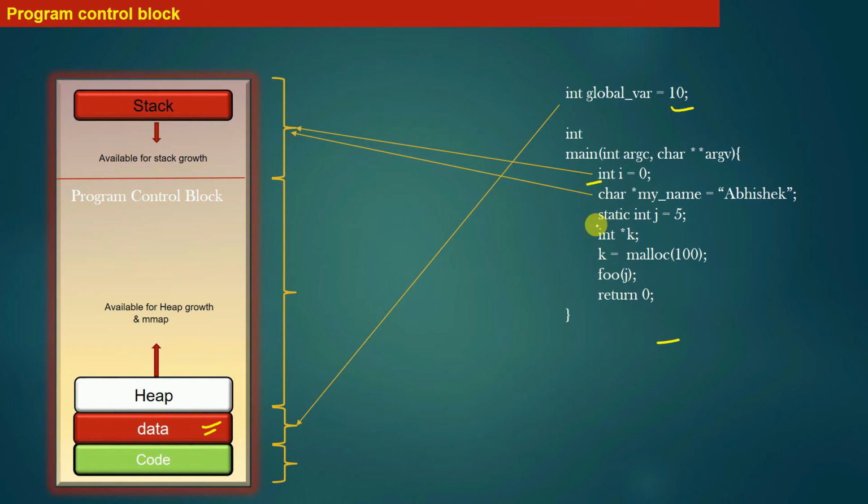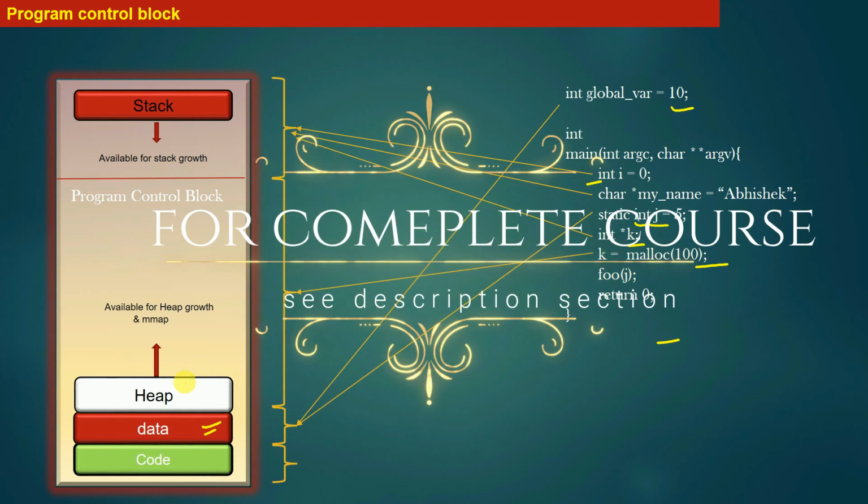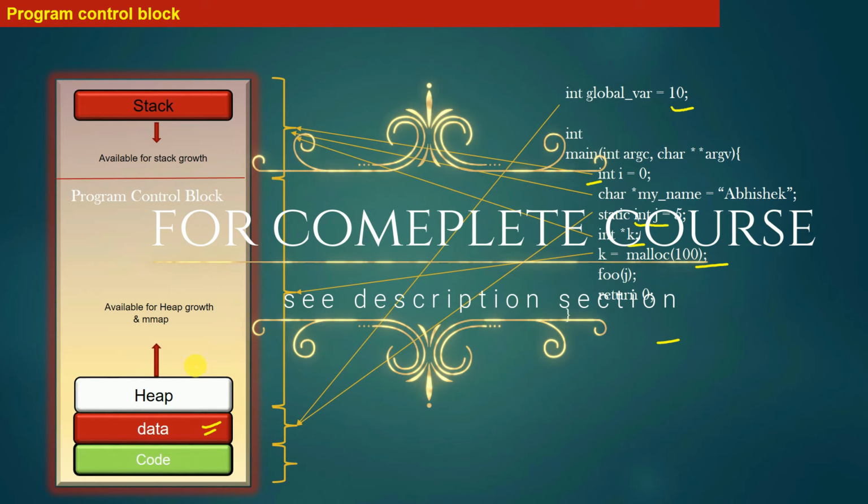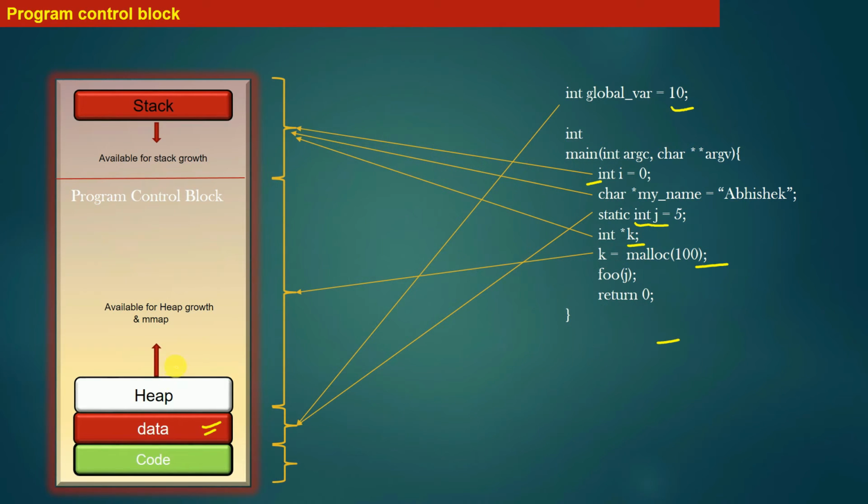Now the next thing is the J variable. J is a static variable, and as I said, all the static and global variables will go to the data memory. Next is the K variable. Again, K is a local variable, so it will be assigned memory in the stack memory of the program control block. Now in this line you are assigning 100 bytes of dynamic memory to your program. This dynamic memory will be allocated in heap memory, so your heap memory will expand by 100 bytes.